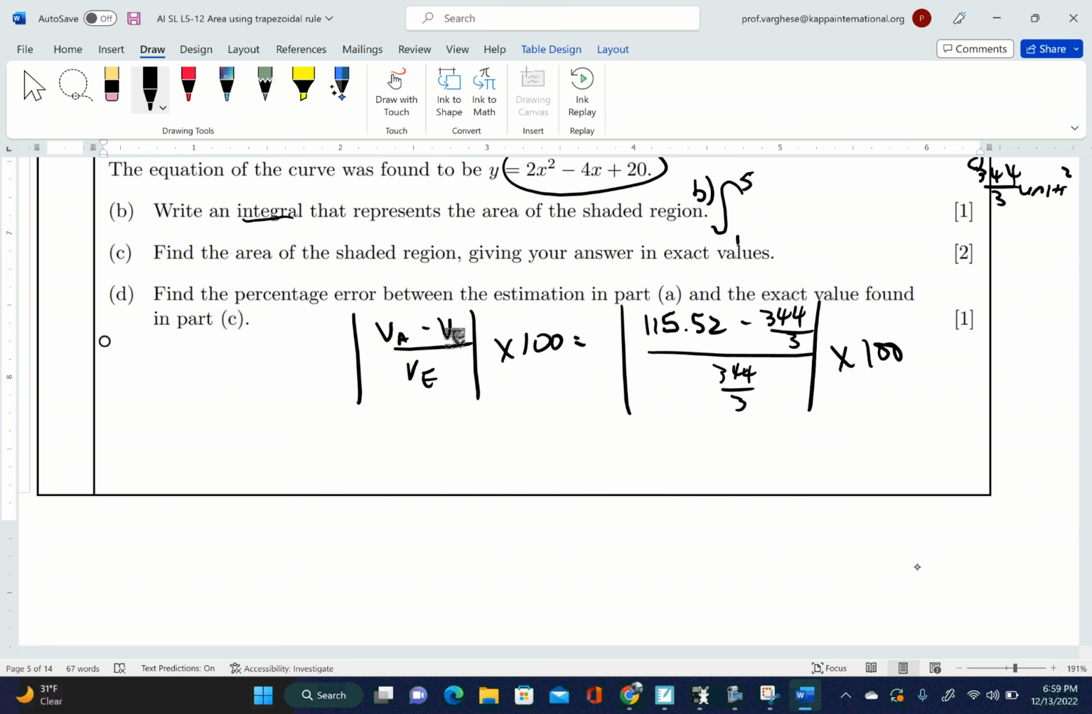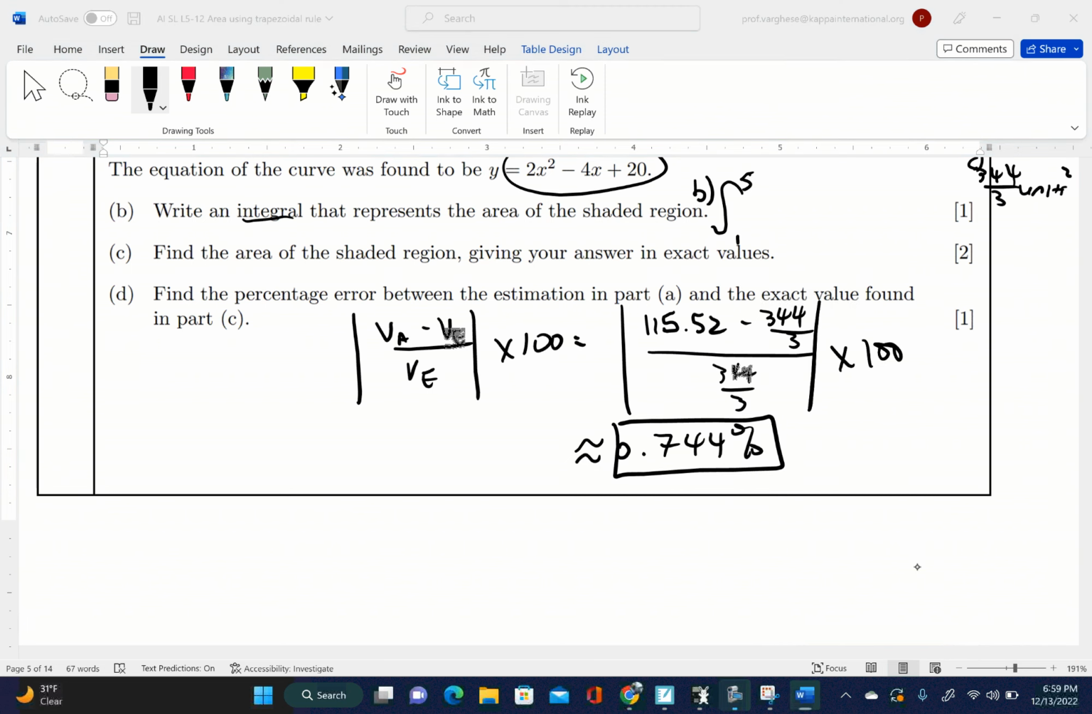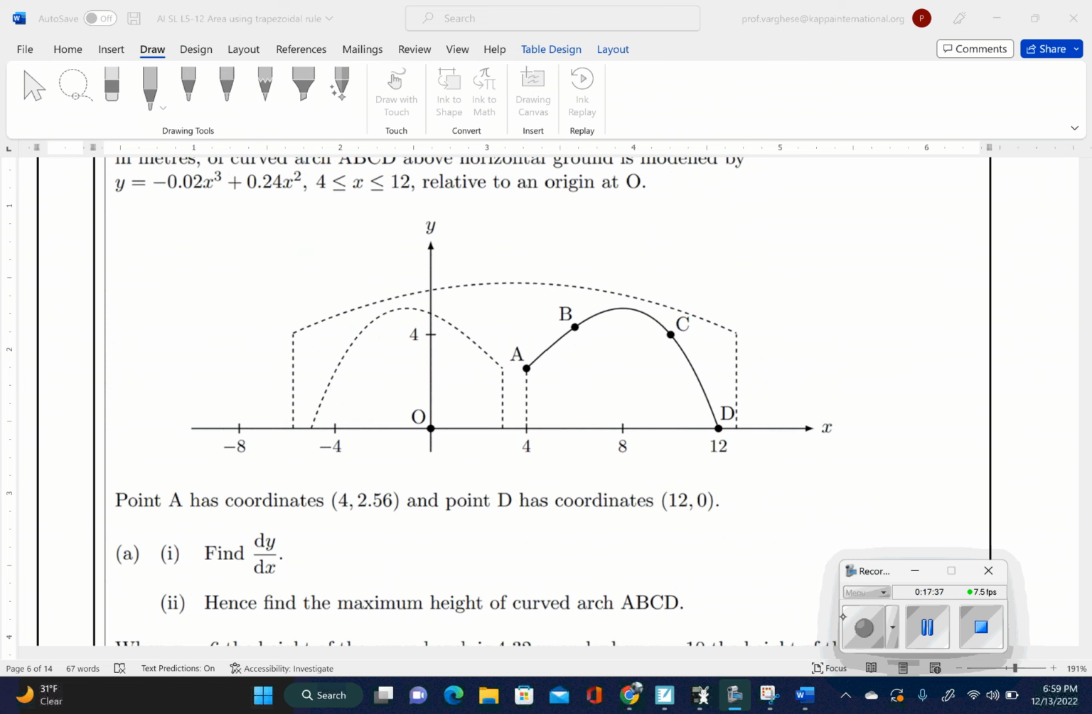And this is, again, something that you can take and put into the calculator. And this gives you about 0.744% is what I got when I plugged it into my calculator. Okay, all right. So next and last question.